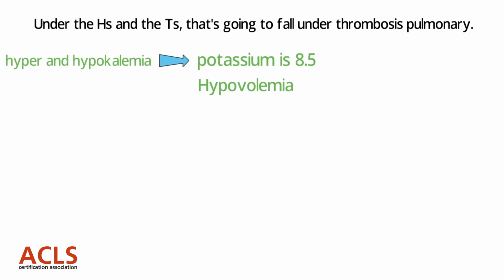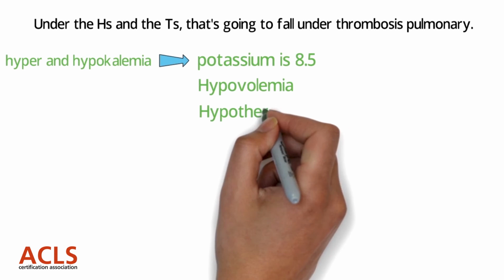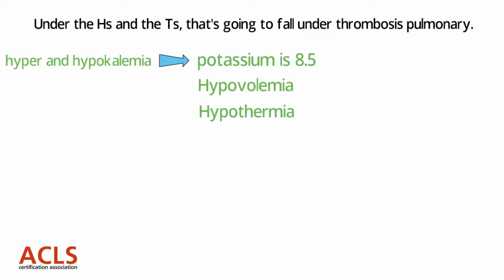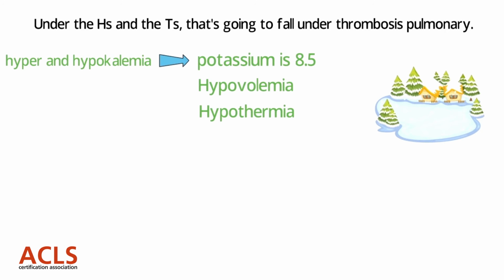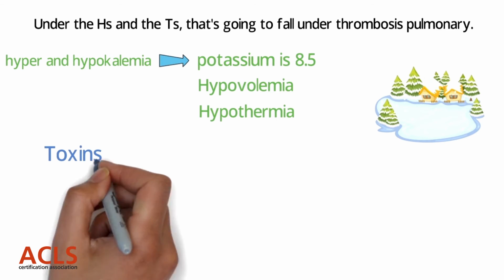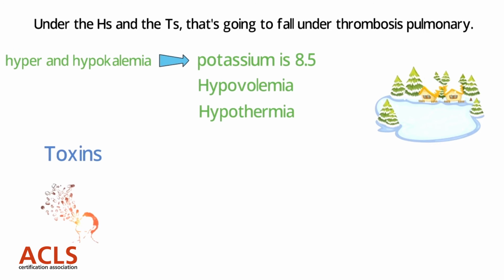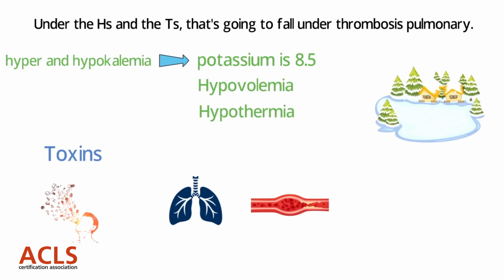Hypovolemia, as in hypovolemic shock. Hypothermia, like maybe somebody who fell into a frozen pond or something like that. And then some of your T's, toxins, which would be your drug overdoses. And then, like I mentioned, thrombosis pulmonary and thrombosis coronary are some of your H's and T's.